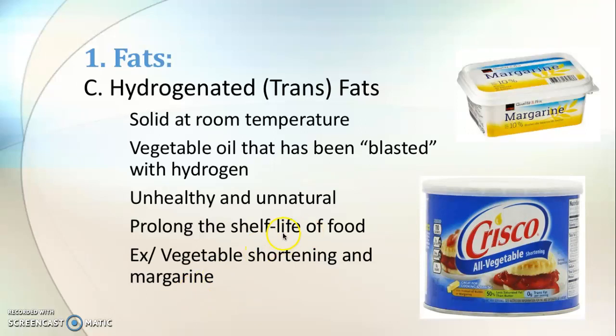But one of the good things about these products is that they prolong the shelf life of food. So it allows food to last much, much longer. So good examples of this would be vegetable shortening, which is white if you cook with it. Sometimes people cook with it if they make pastries, or margarine.